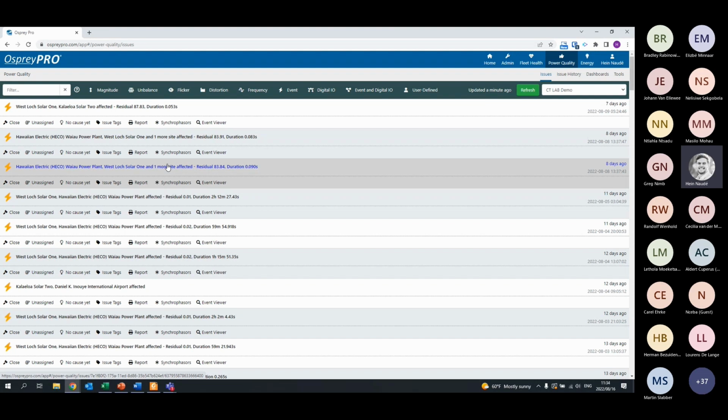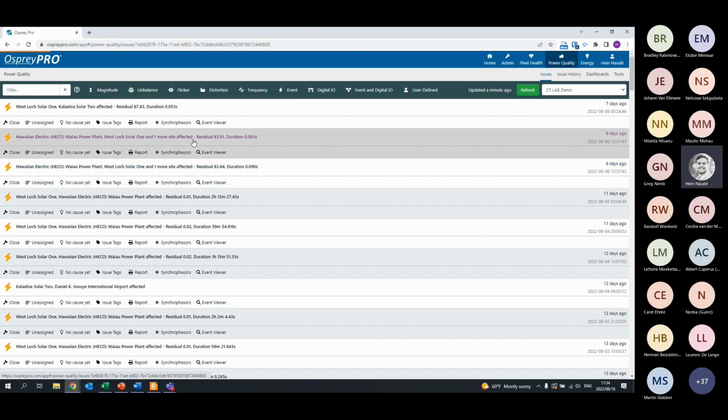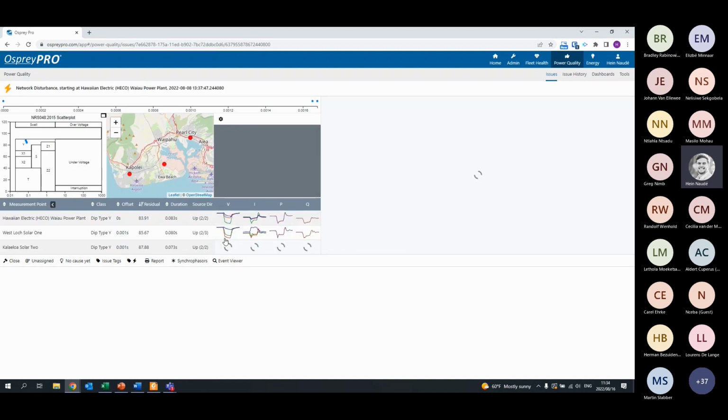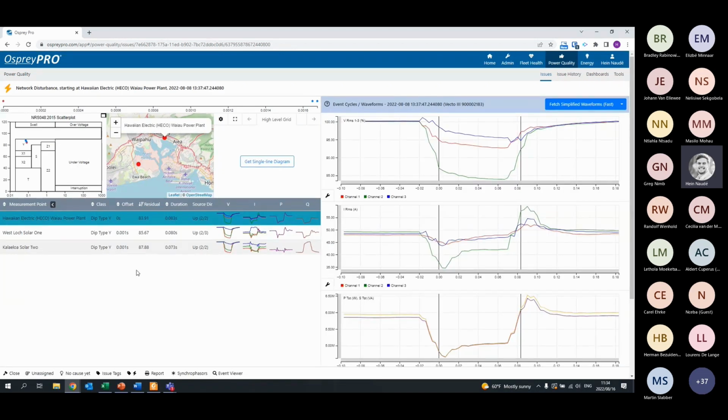Here, it's all grouped into one, so you only need to click on one incident to have data of all the recorders that picked up the event. So in this case, there were 3 recorders, all 3 picked up the exact same event. And this is the voltage, current, power, and reactive power sparklines.